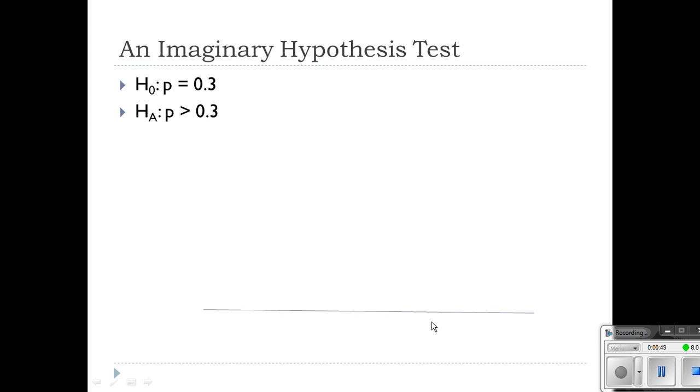So if we think about the sampling distribution for p hat, we know that the center of this distribution is going to be at 30%. And we'll just assume that all of the conditions are met and that p hat is actually distributed normally. So we have a normal distribution with the center at 0.3. We don't know our sample size. We're not going to worry about that right now.